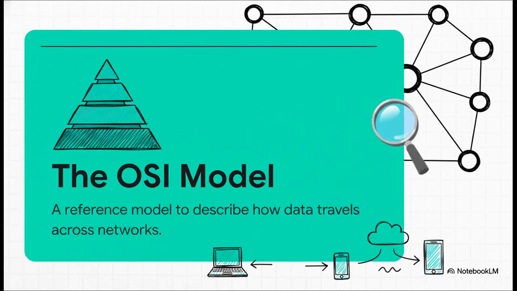The Open Systems Interconnection model, or OSI for short, isn't a set of rules you have to follow or a specific piece of tech. It's a reference model. Think of it like a blueprint, a conceptual framework that helps us all understand and talk about how networks actually work. And you know what? It's still incredibly relevant today. It maps perfectly to the TCP/IP protocols that power the whole modern internet.